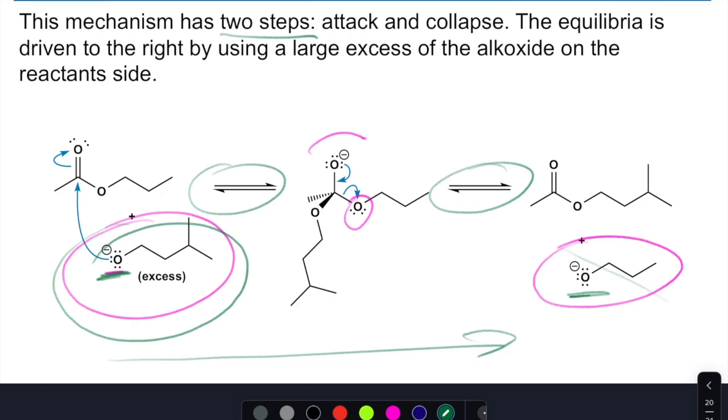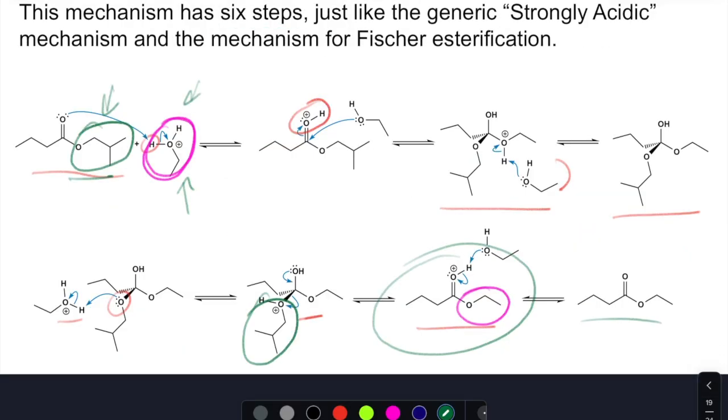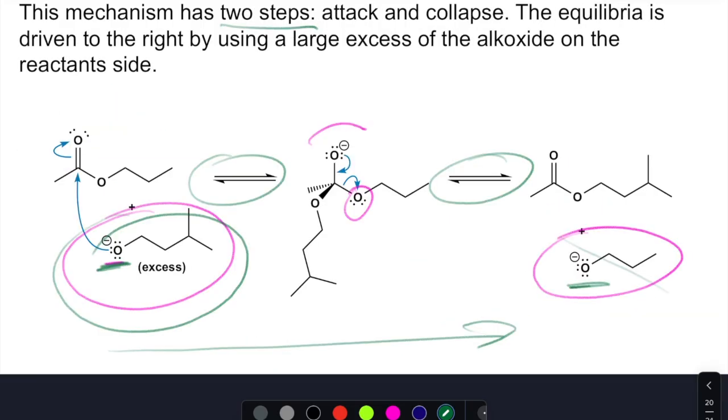In the previous example, it's really the same thing. If I go in with a whole bunch of this material, I'm going to push it towards this product, so it's really done by mass balance in Le Chatelier. So let's look at these ones here.